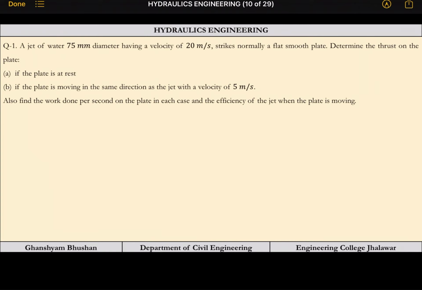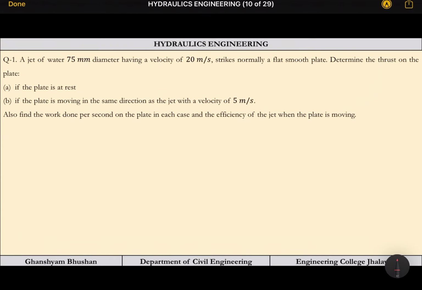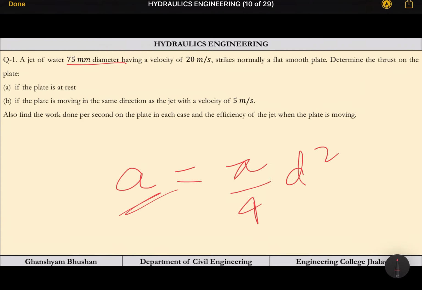Now let us try to solve some problems. This is the first problem of this chapter. A jet of water 75 mm in diameter is given. With the diameter we can calculate the area of the jet. Velocity is given as 20 meter per second. It strikes normally a flat smooth plate, that means the velocity is not going to change. Determine the thrust on the plate if the plate is at rest, and if the plate is moving in the same direction as the jet with a velocity of 5 meter per second. Also find the work done per second on the plate in each case and the efficiency of the jet when the plate is moving. In the first case the work done will be 0, because it is not moving.